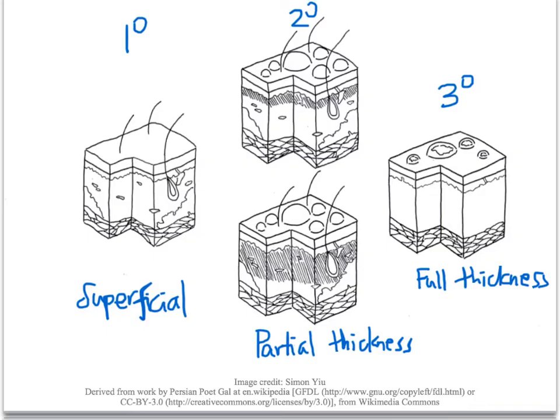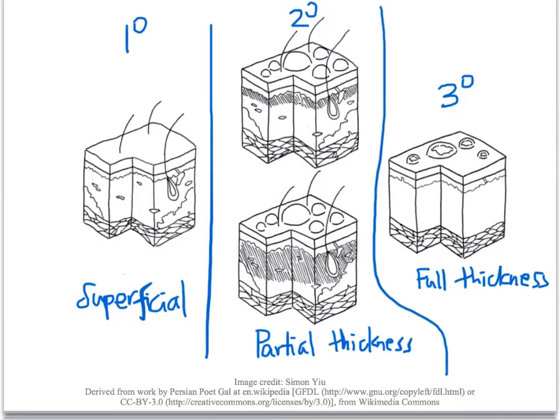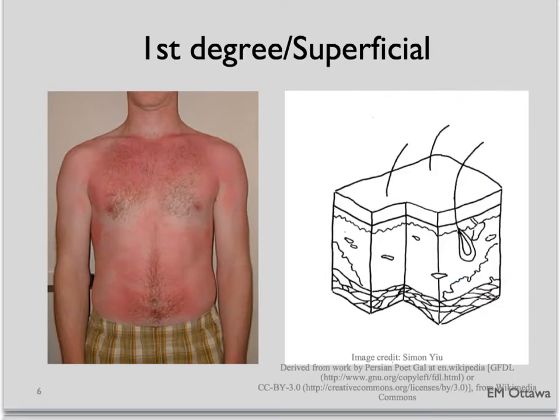But you can see that first degree burn really is superficial burn, second degree burn is partial thickness burn, and third degree burn is full thickness burn. Let's go through them. First degree burn, or superficial burn, is when only the epidermis is affected, so just right on top of here.